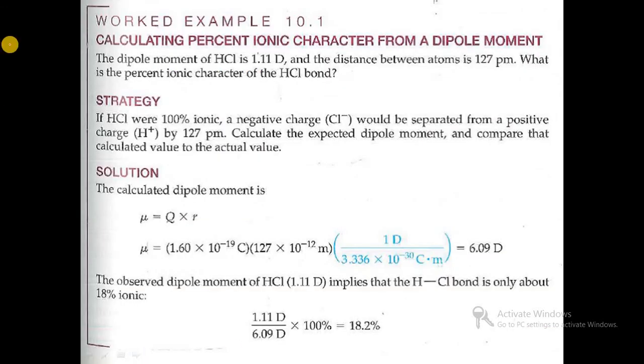Then for simplification we take another example. The dipole moment of HCl is 1.11 D and the distance between atoms is 127 picometer. What is the percent ionic character of the HCl bond? This is a question where we have the dipole moment and bond length, and we will calculate the percent ionic character. If HCl were 100% ionic, a negative charge Cl minus would be separated from a positive charge H plus by 127 picometer. Then calculate the expected dipole moment and compare that calculated value with the actual value.